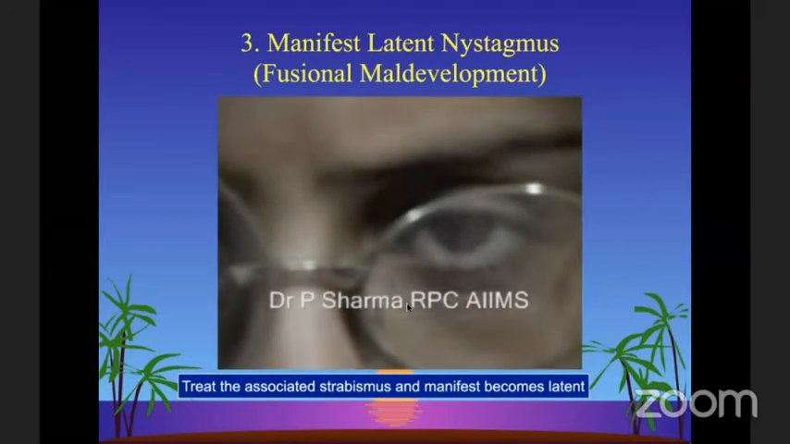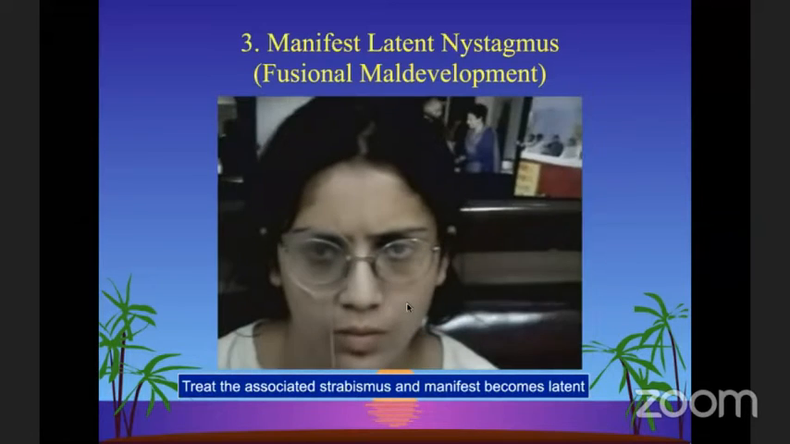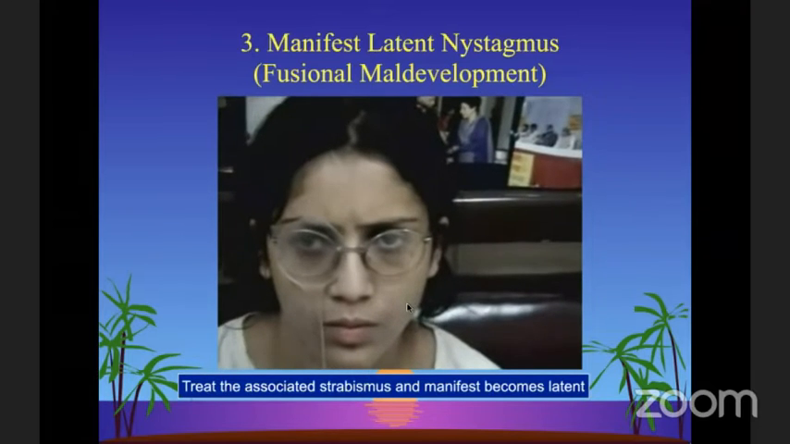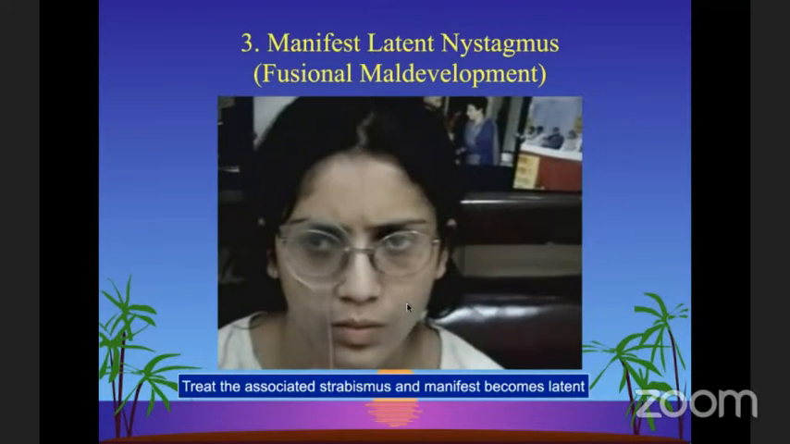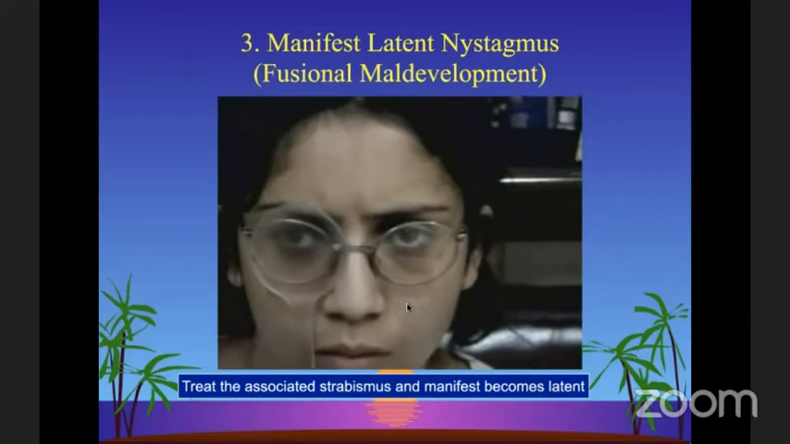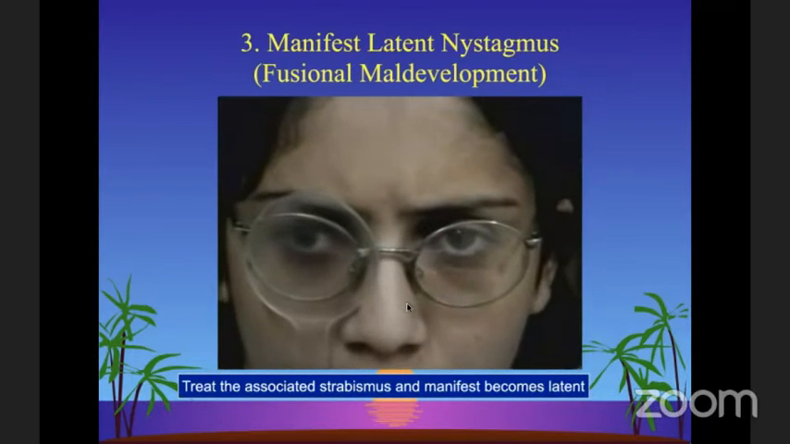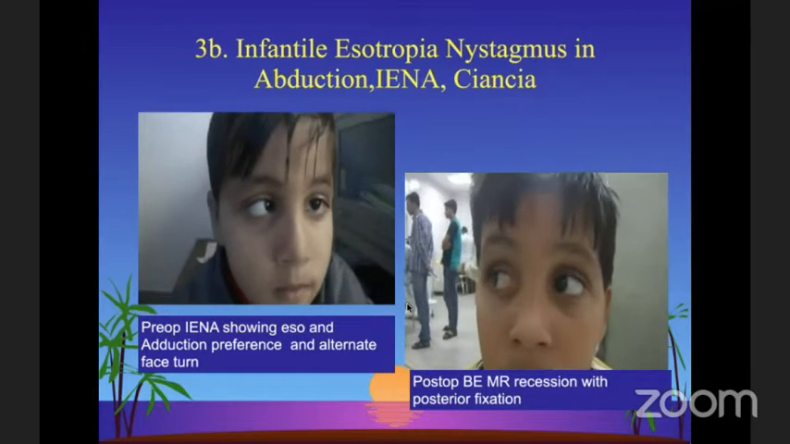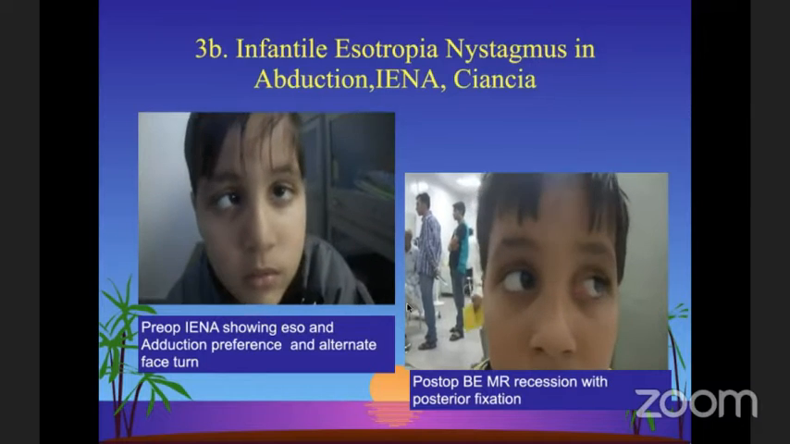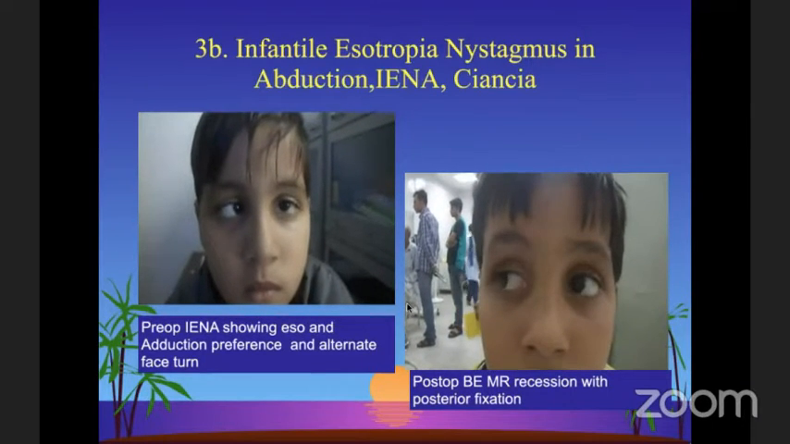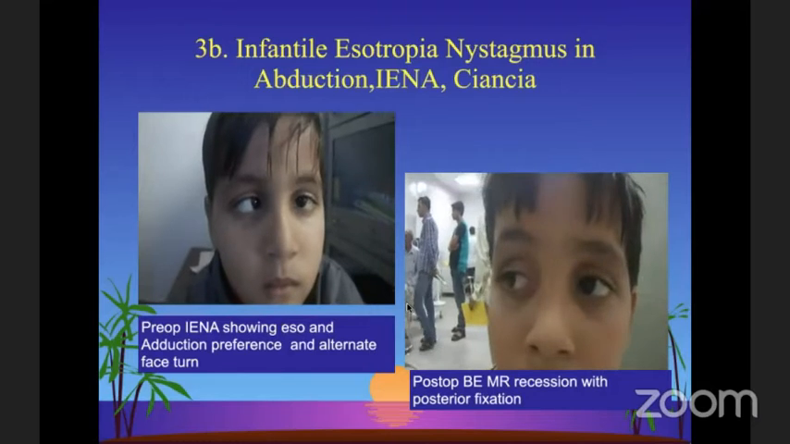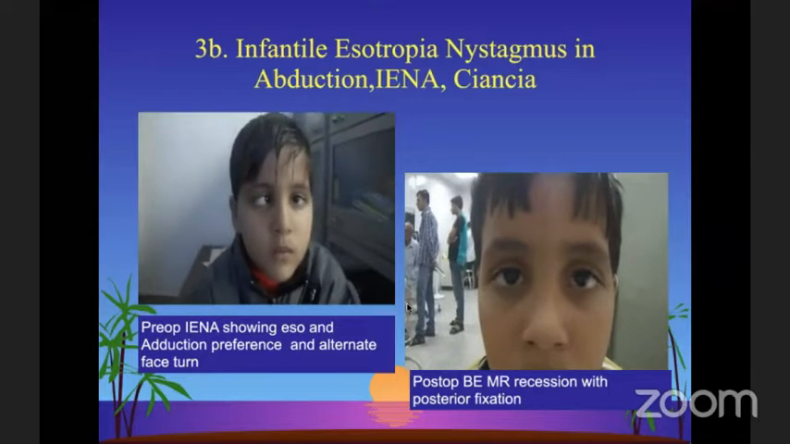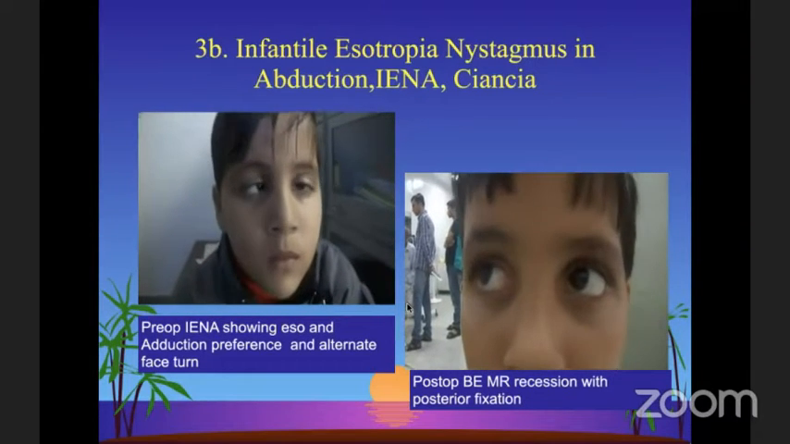The manifest latent nystagmus may also have an associated squint, like this girl who has an intermittent divergent squint. And see what I do when I break the squint with the Spillman occluder. The moment the squint becomes manifest, there is a manifestation of the nystagmus also. Now this case, if it is so, then we just need to correct the squint. Infantile esotropia may have an associated Ciancia syndrome or IENA. What this has is that they have an adduction null fixation, and this may require, in addition to the esotropia correction, a posterior fixation or a faden on the medial recti in order to correct the head posture also.